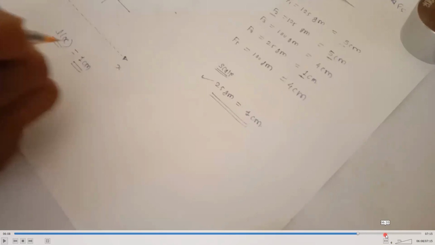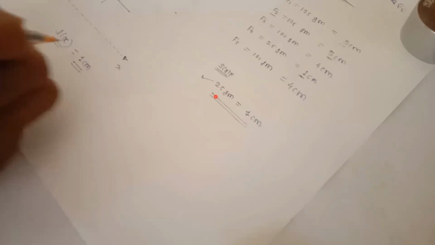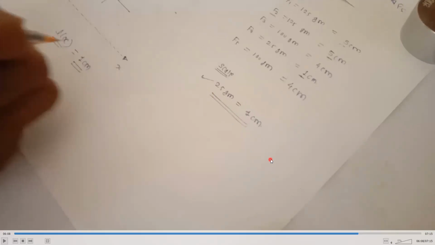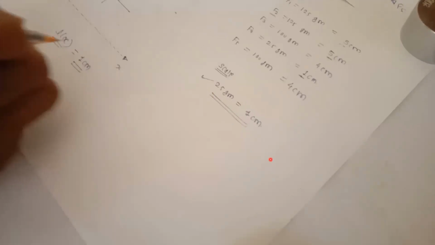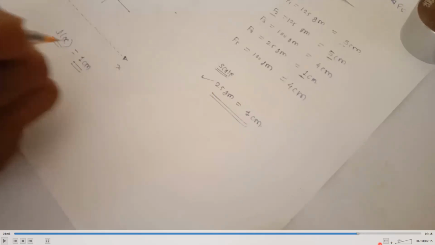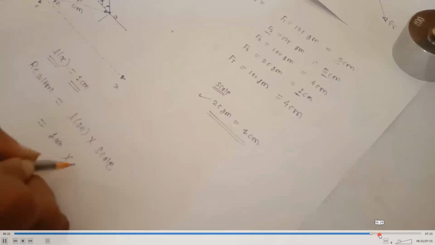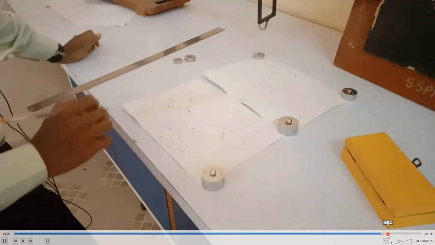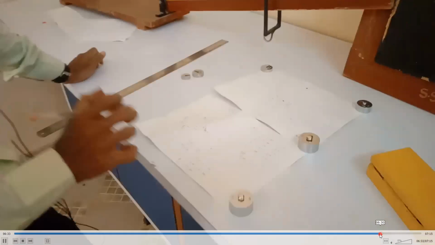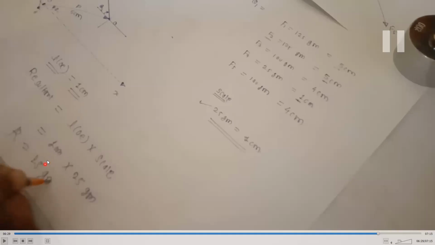Every time your scale will not be 25 gram. You have to decide that scale. You can take 50 gram, 20 gram, or 10 gram. If you take the lesser value, that is 10 gram, then the vector length will increase. So by observing the size of your paper, you have to select this scale. Here you will get 1 centimeter into 25 gram, which is equal to 25 gram. That is the resultant value.